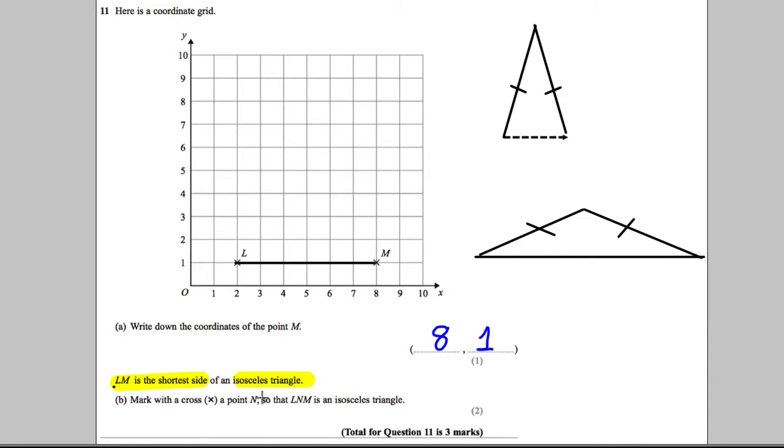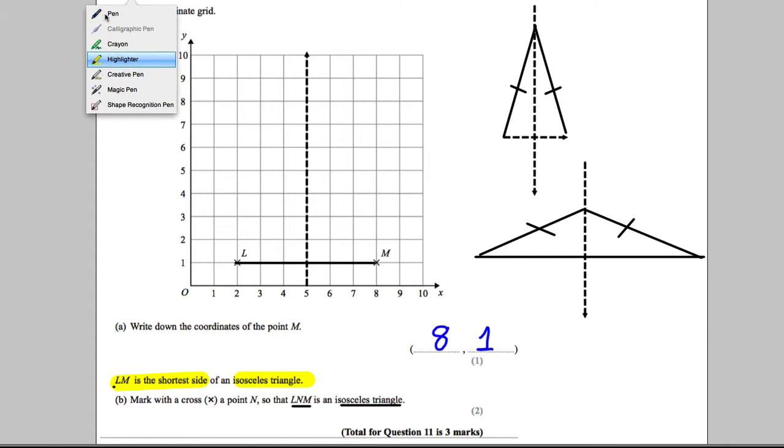Mark with a cross X the point N so that LNM is an isosceles triangle. So L to N to M gives you isosceles. So hopefully you can see that N must lie halfway between L and M. It must be, because look, in both these two cases here, this point here must be halfway along here, such that this point to this point is the same distance as this point to this point. So we know it's along there. The question is, where do we mark our cross?